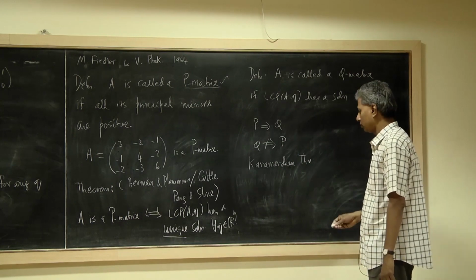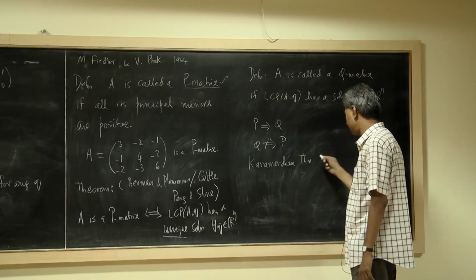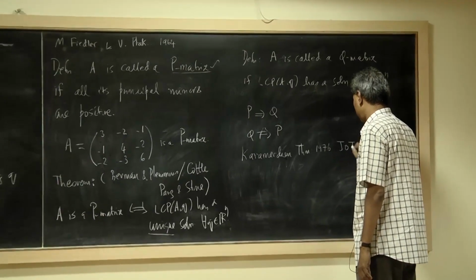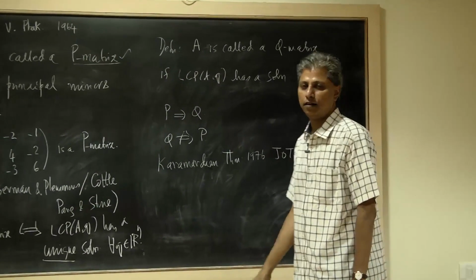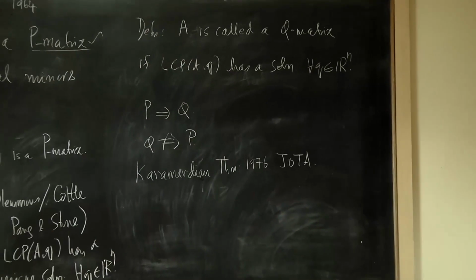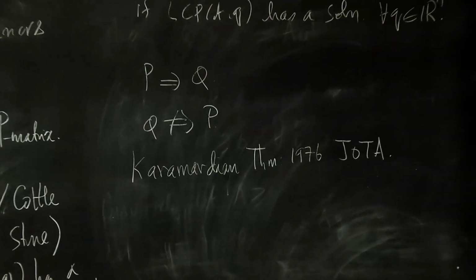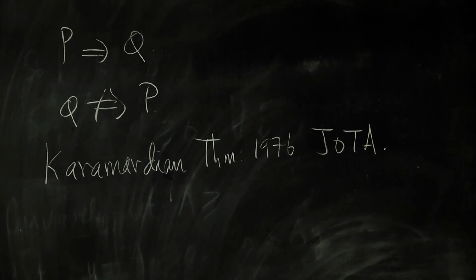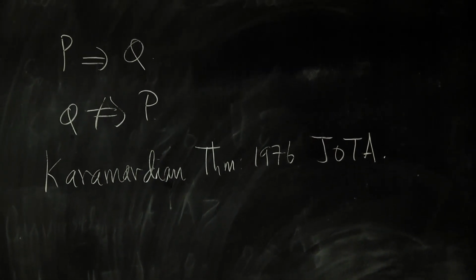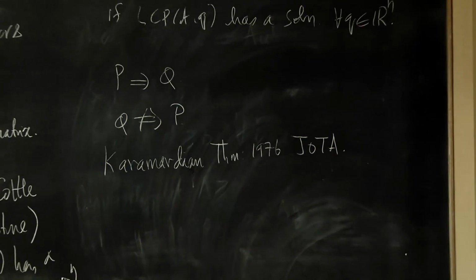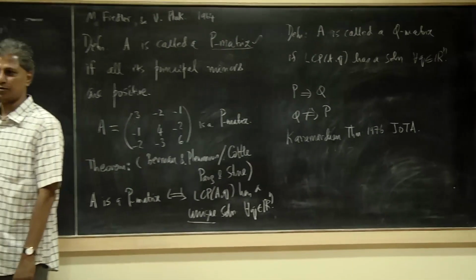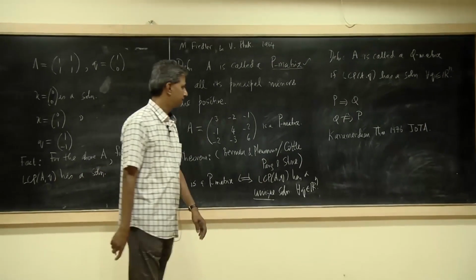Now, Karamardian visited this problem twice. I'll just give you one reference: 1976 JOTA. And he used fixed point theory arguments to prove this theorem. He considered a very general complementarity problem. I am only looking at a diluted version of that statement. From Karamardian theorem, for instance, it will follow that this is a Q matrix. Okay, we'll verify that. So, what is Karamardian's theorem?